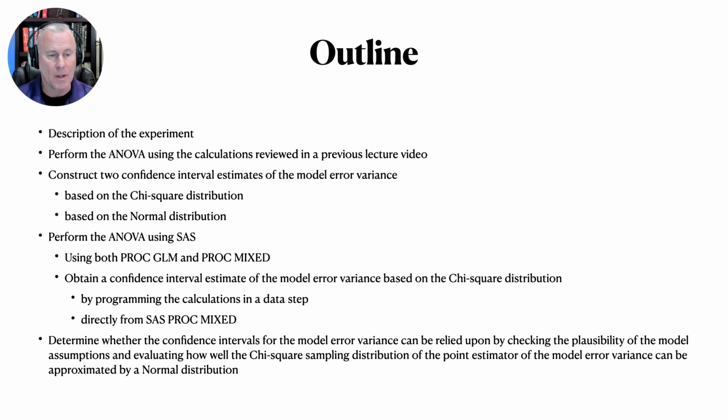And then finally, we'll determine whether the confidence intervals for the model error variance can be relied upon by checking the plausibility of the model assumptions and also evaluating how well the chi-square sampling distribution of the point estimator of the model error variance can be approximated by a normal distribution. So let's jump in.